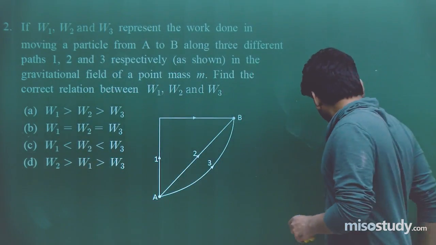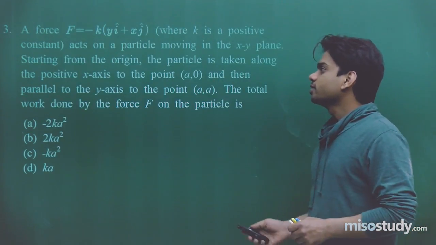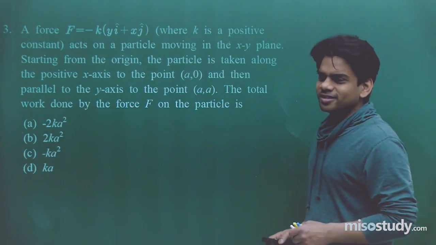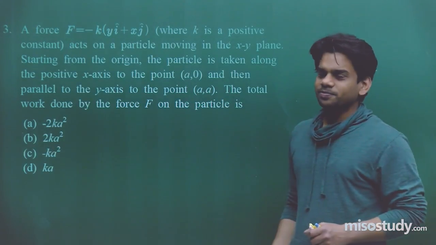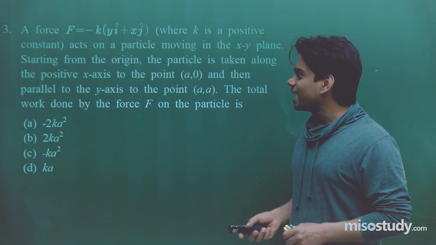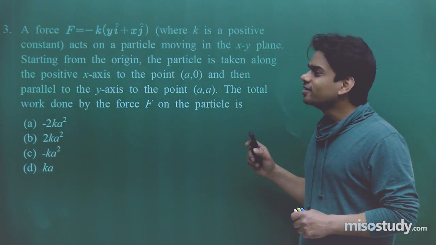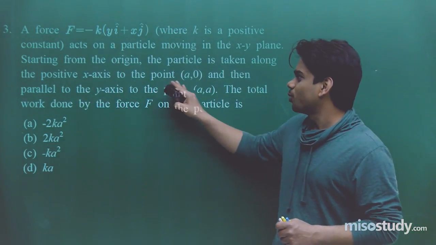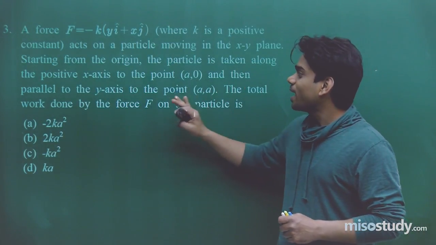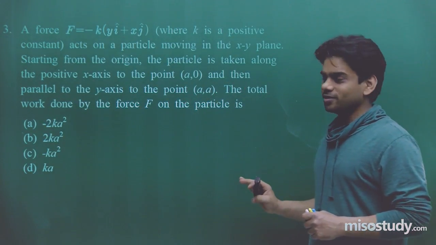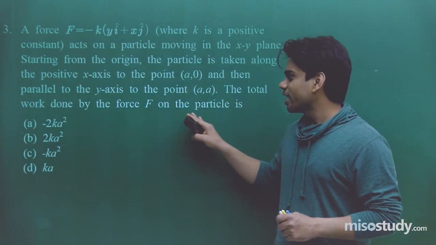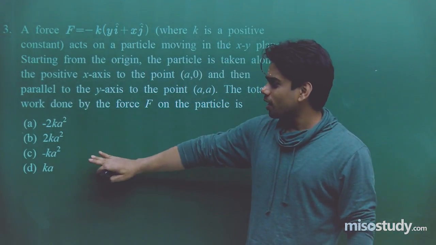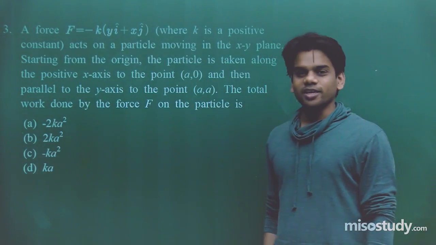Now the next question of the day, we have question number 3. A force capital F is equal to minus K yi cap plus xj cap, where K is a positive constant, acts on a particle moving in the xy plane. Starting from the origin, the particle is taken along the positive x-axis to the point a, 0, and then parallel to the y-axis to the point a, a. The total work done by the force F on the particle is option A minus 2ka square, option B 2ka square, C minus ka square, D ka square.